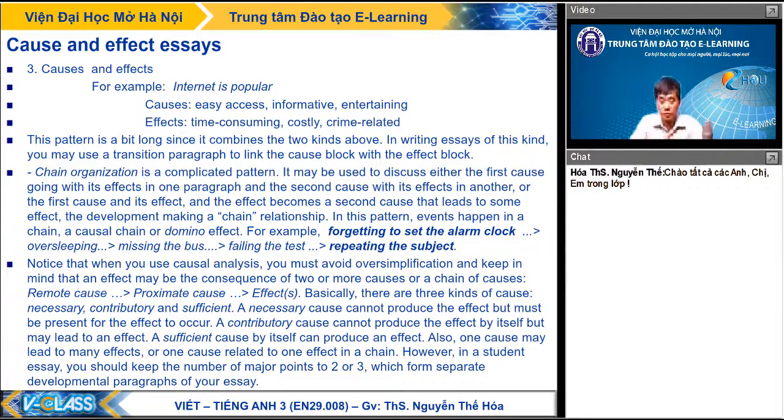So we say the first cause, I repeat, the first cause will lead to the effect, and this effect becomes the cause, and this cause will lead to another effect, and this effect becomes another cause, etc. Now notice that when you use a causal analysis, you must avoid oversimplification, and keep in mind that an effect may be the consequence of two or more causes or a train of causes.